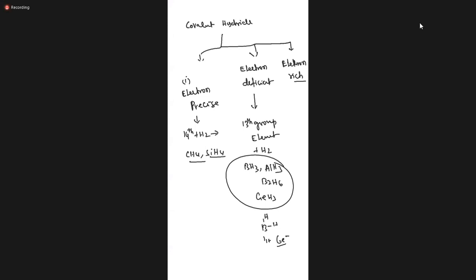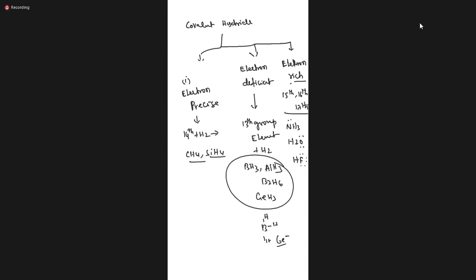What is the electron rich hydrate? Electron rich hydrate means 15th group, 16th group, and 17th group elements react with hydrogen to form electron rich hydrates. Excess of electrons will be there. NH3, nitrogen having 1 lone pair of electrons. Water, oxygen having 2 lone pairs of electrons. HF, fluorine having 3 lone pairs of electrons. So that's why this is called electron rich hydrates, which means it has excess of electrons.